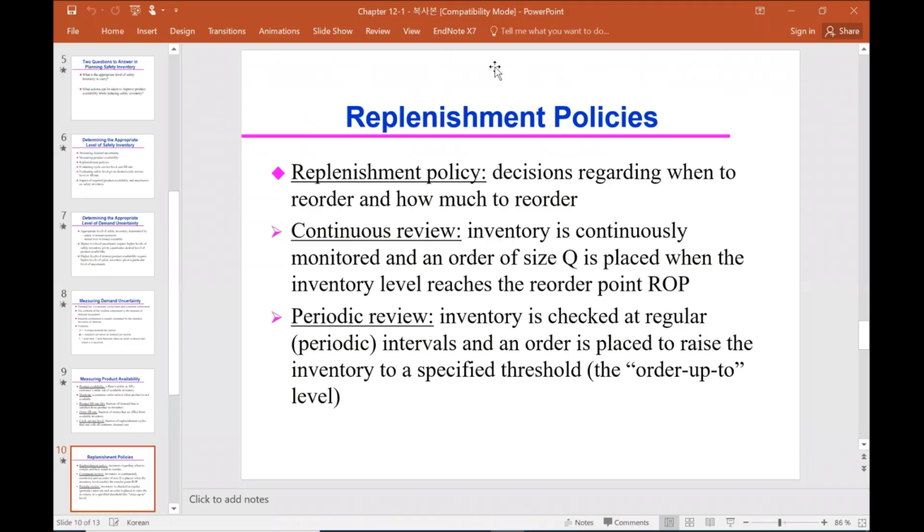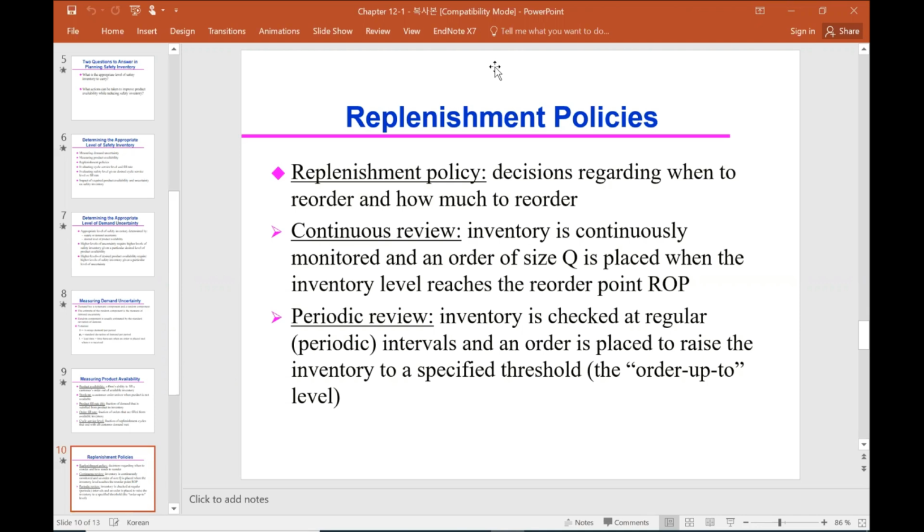And I can say there are 100 different kinds of inventory systems out there. Basically, I can say each company may use its own unique inventory system. Okay. But on the other hand, we may classify many different inventory systems into these two types. The first one is the so-called continuous review system. The second one is the so-called periodic review system.